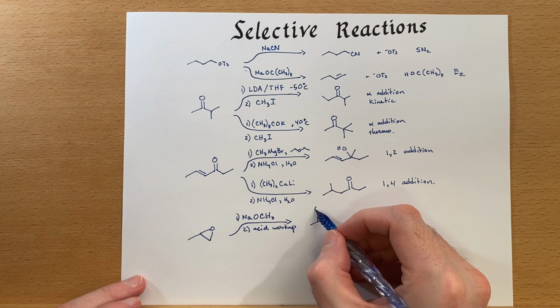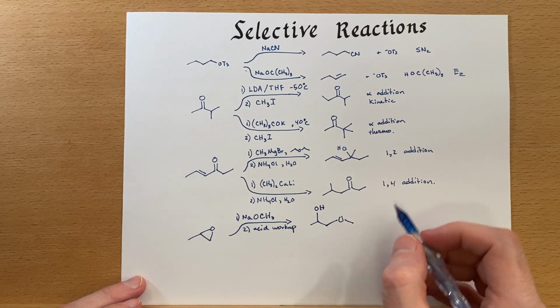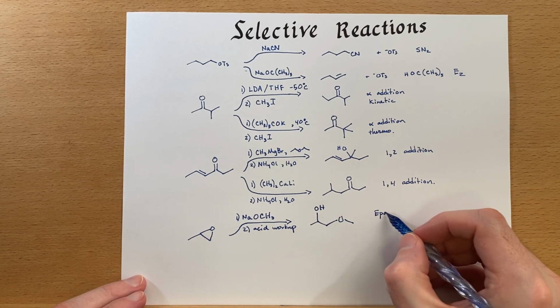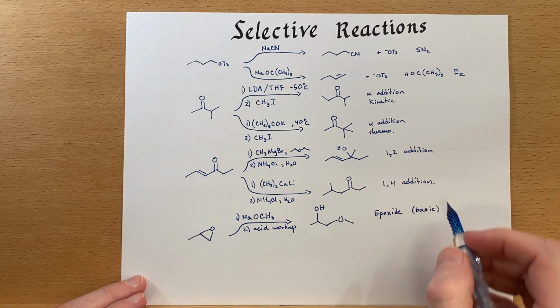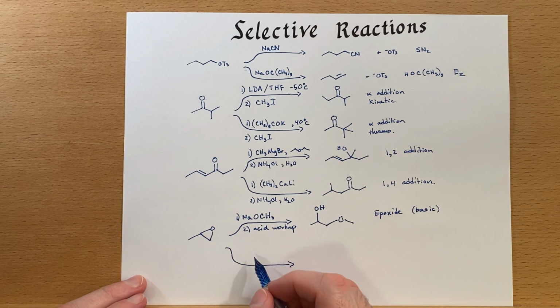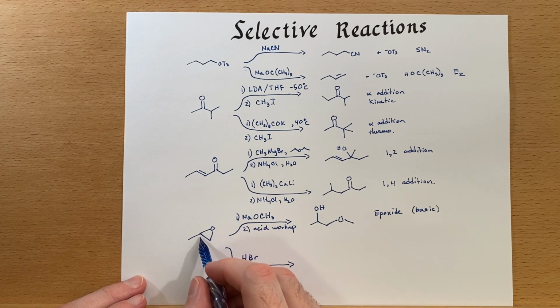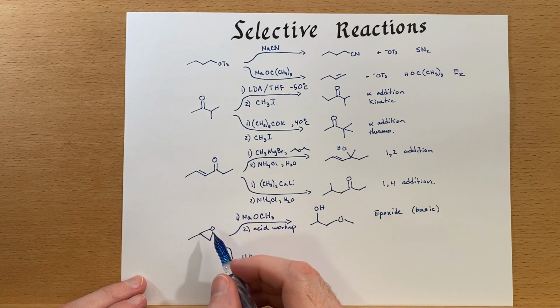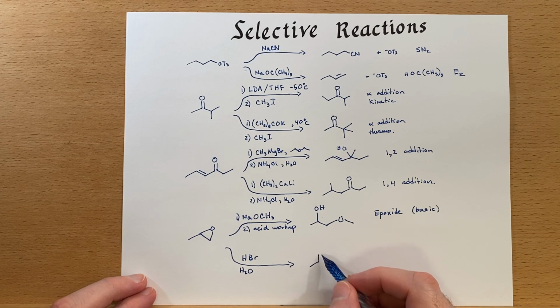So as a refresher, we should get this, running it under basic conditions, whereas if instead we chose to run it under acidic conditions, then we would open in the other direction. And we would have substitution on the more substituted carbon, since that is favored in this case.